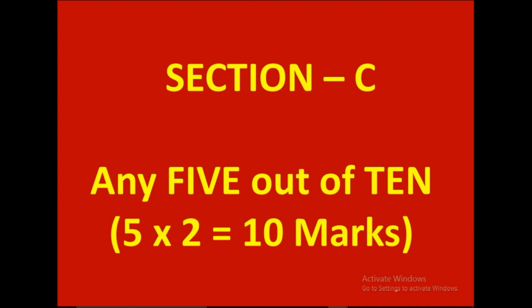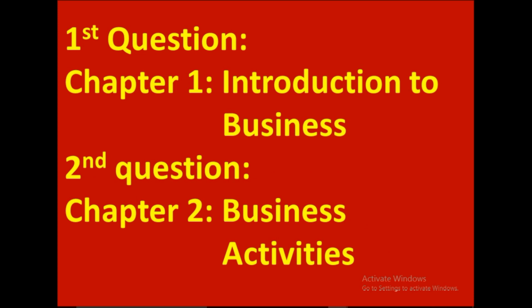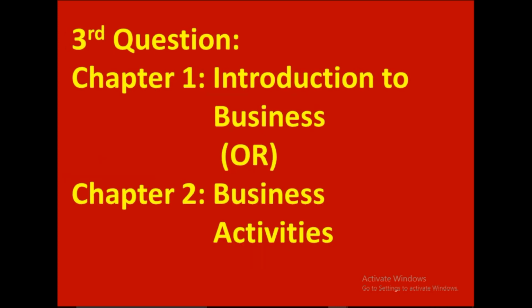Come to section C. Any 5 out of 10 means 10 questions will be given under section C. Student has to attempt any 5 out of this 10. Each question carries 2 marks. 5 into 2, 10 marks. First question comes from first chapter, Introduction to Business. Second question comes from chapter 2, Business activities. Third question comes from chapter 1, Introduction to Business, or from chapter 2, Business activities.